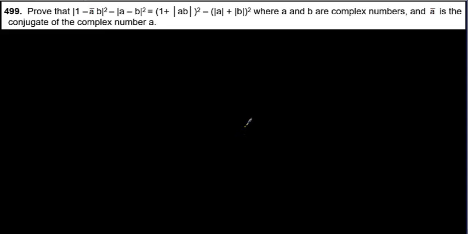This is question 499 from the Blue Book. I'm going to prove that the modulus square of this expression is equal to 1 plus modulus of AB square minus modulus of A plus modulus of B square. And for solving this question, I'm going to use this property.